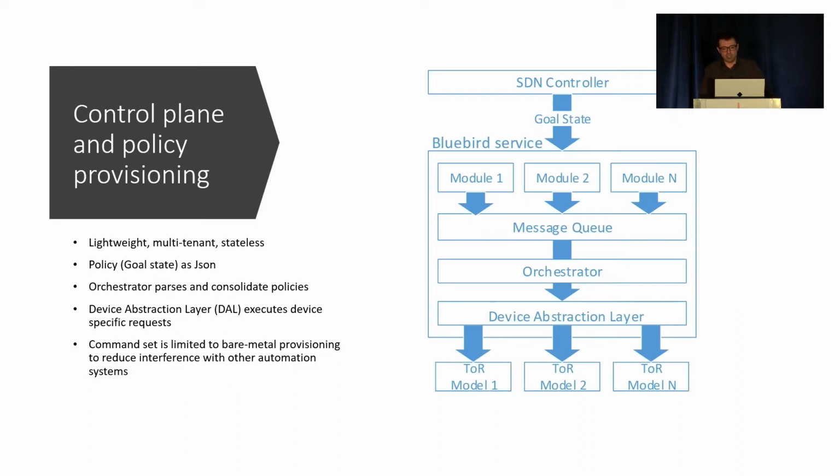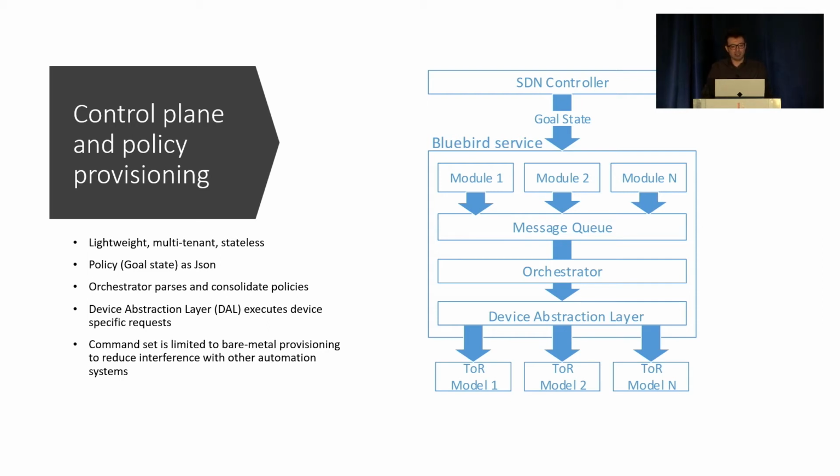BBS is a lightweight multi-tenant stateless microservice that configures the ToR with virtual network policies for each customer. Each policy is represented as a JSON object that specifies the ToR's desired state. Azure SDN services push their goal state to the Bluebird message queue. From the message queue, they go to the orchestrator, which parses and consolidates the goal state into per ToR configurations. From there, the per ToR configurations go to the device abstraction layer, which is responsible for separating the business logic from the ToR model specific implementation. So at this point, the configuration gets transformed into a number of commands, which are then executed on the ToR.